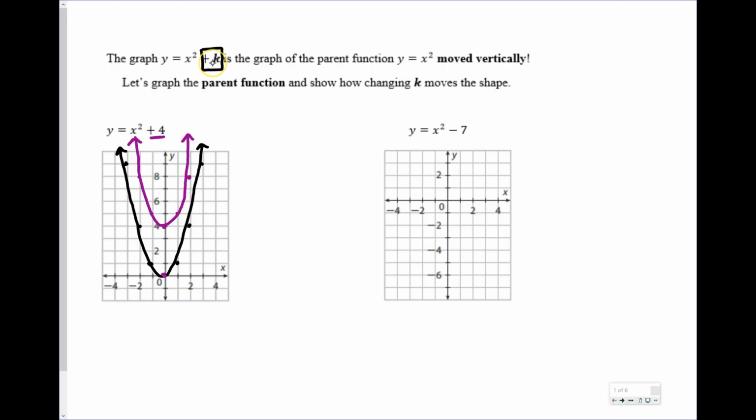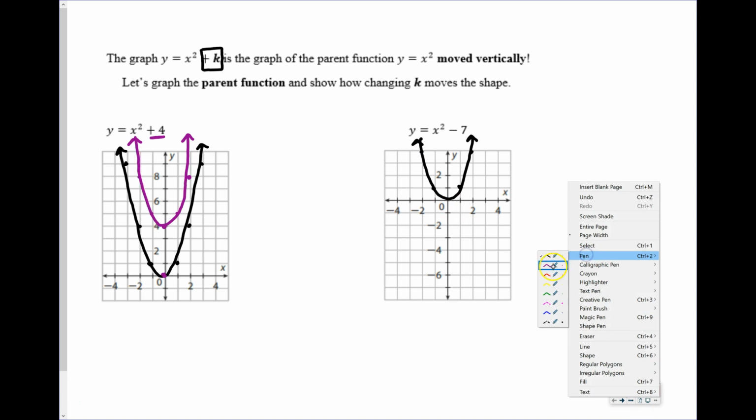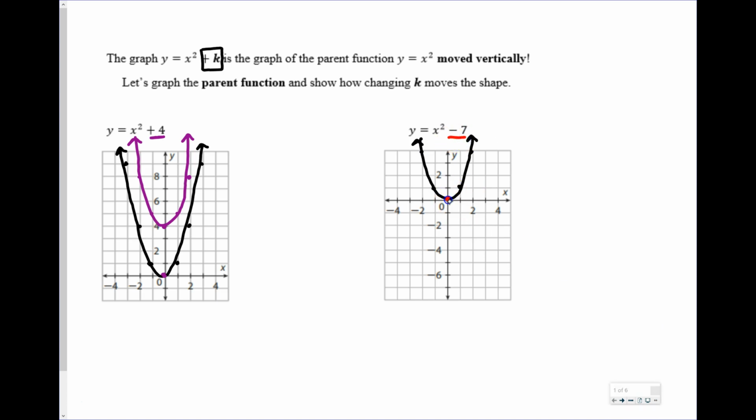The same thing happens if I go ahead and subtract a number from the x squared. So I'm going to go ahead and draw the parent function again. Over 1, up 1, over 2, up 4. So there's my parent function. And then minus 7 is just going to go down 7 from the vertex of the parent function. So start at the vertex, go down 7, 1, 2, 3, 4, 5, 6, 7. There's my new vertex, and now just go over 1, up 1, over 2, up 4, and then you have your new graph.